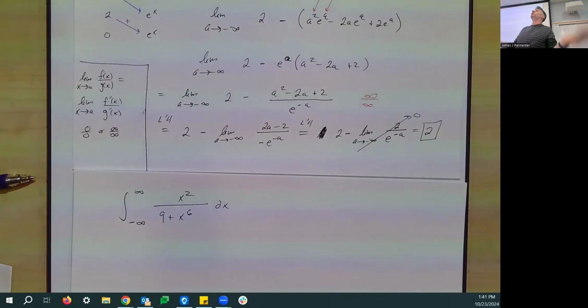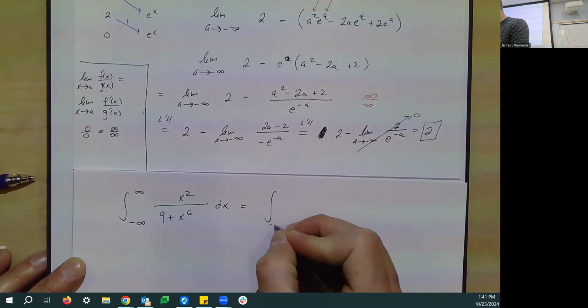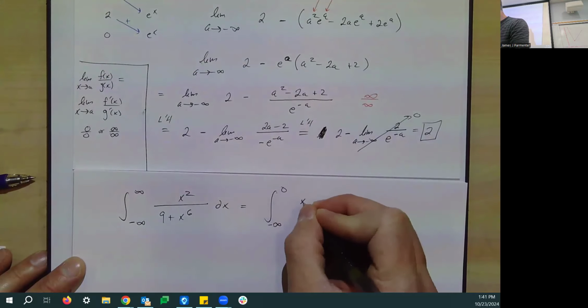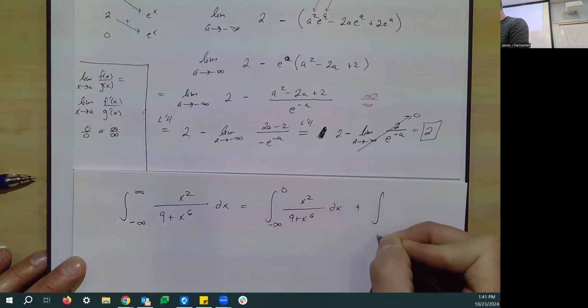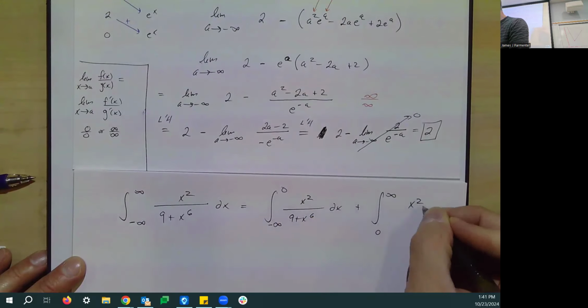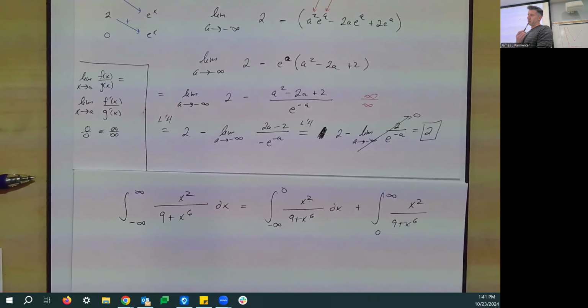The usual choice is at 0, but any choice is actually valid. You can break it up at 1 or at 5 or at pi or at negative 17. Any choice is fine, but the usual choice is 0. So we're going to write this as the integral from negative infinity to 0 of x squared over 9 plus x to the 6th dx, plus the integral from 0 to infinity of x squared over 9 plus x to the 6th. And let's see, how do I want to say this the right way?